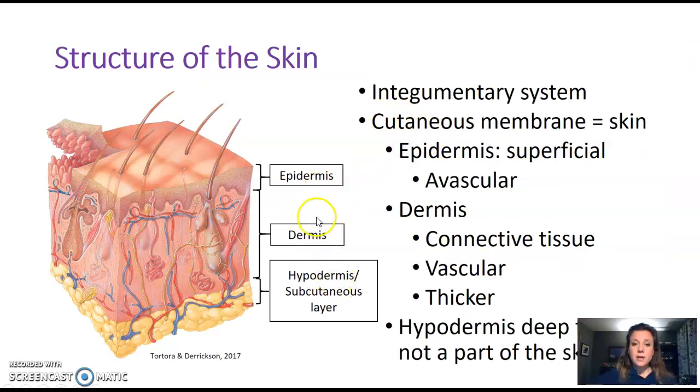So there are 3 layers that we're going to talk about as far as the structure of the skin is concerned. This is the cutaneous membrane. The cutaneous membrane is the skin. The most superficial portion is the epidermis, and it is avascular, meaning that it doesn't have any blood vessels, as you can see here in the picture. No blood vessels there. The dermis is largely connective tissue. It's vascular, and it's much thicker than the epidermis itself. And then the hypodermis, which is found here at the bottom, is going to help to protect the body. It's not necessarily a part of the skin, but it is deep to the skin.